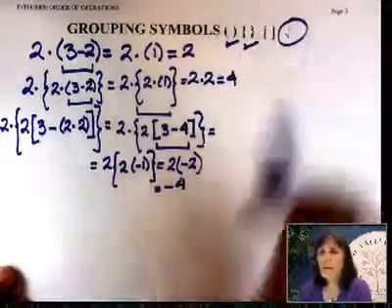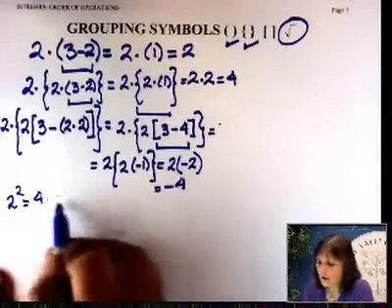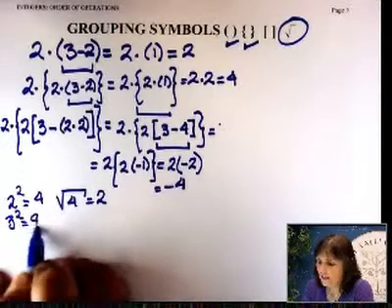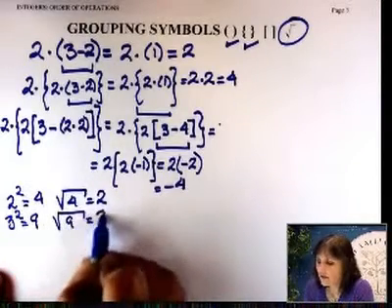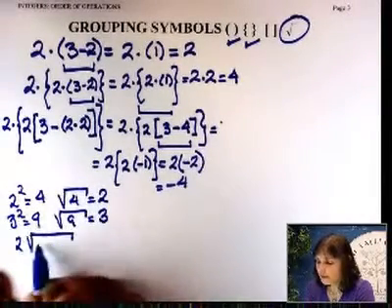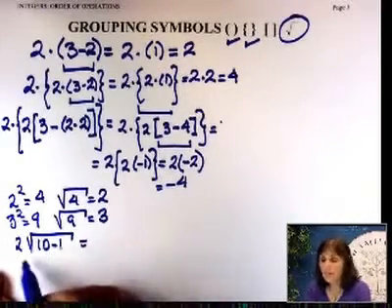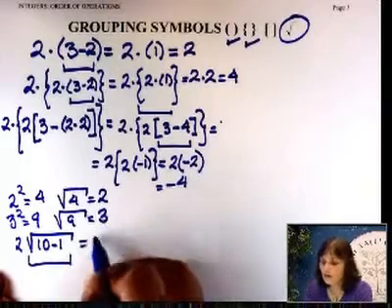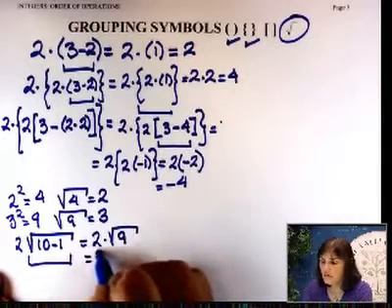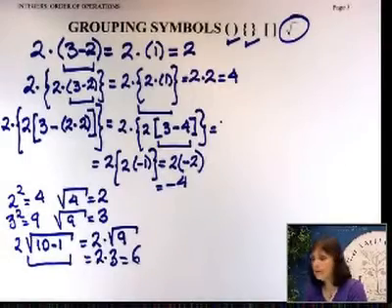Now another grouping symbol is square root. Remember, if 2 square is 4, that means square root of 4 is 2. If 3 square is 9, square root of 9 is 3. So what does that mean? When you see the square root in an operation like that, because they work like grouping symbols, you do this one first. 2 times 10 minus 1 is 9. Square root of 9 is 3. 2 times 3 is 6. So pay attention to the grouping symbols.